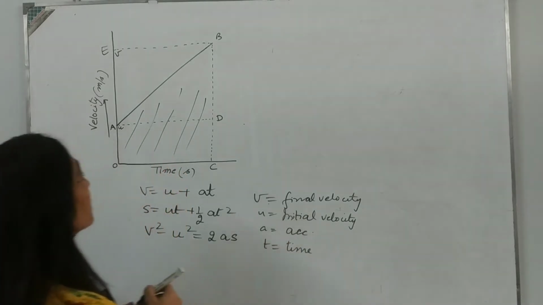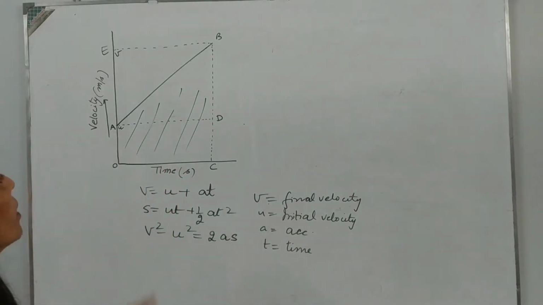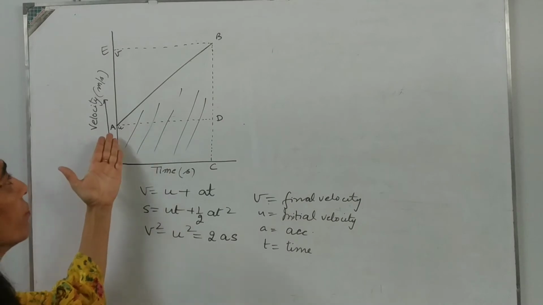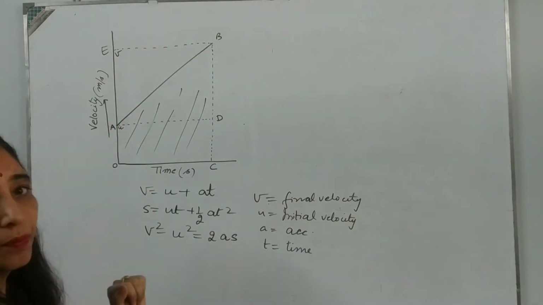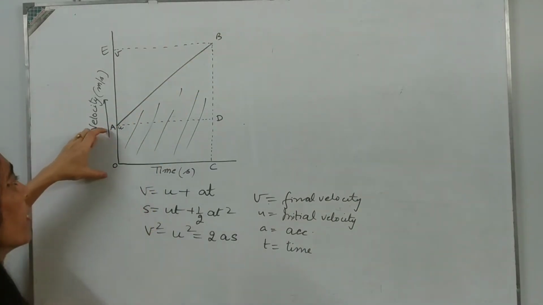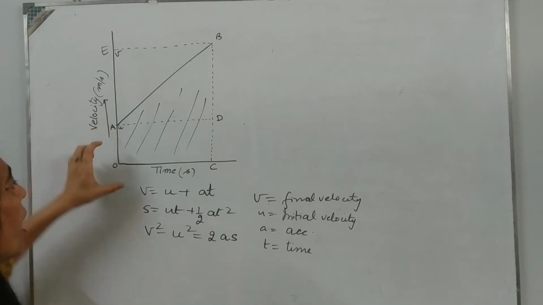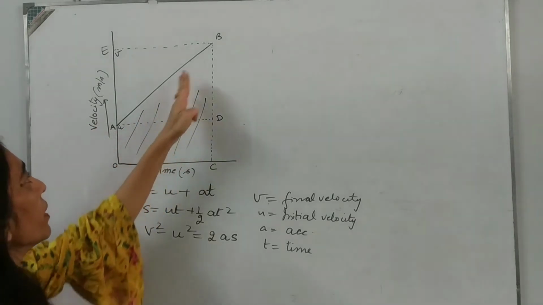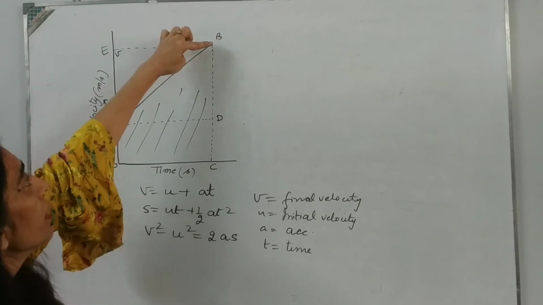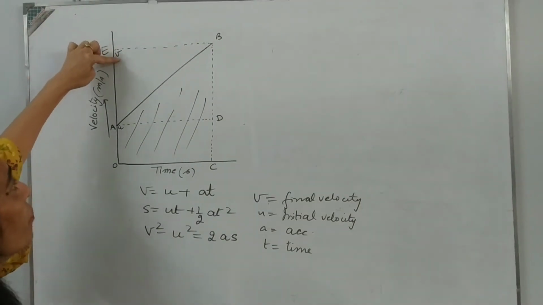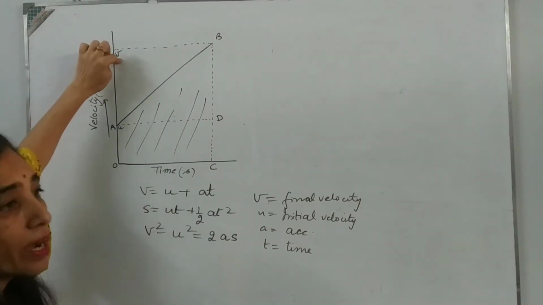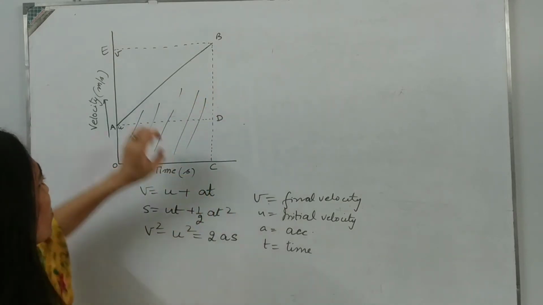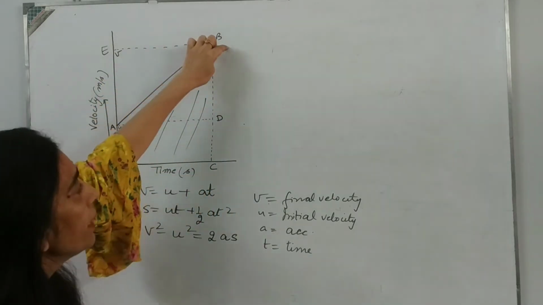So here we are considering a graph of an object under uniformly accelerated motion. The object is moving with initial velocity u. After time t, it goes to B and its velocity is v, that is the final velocity. So our graph is AB.